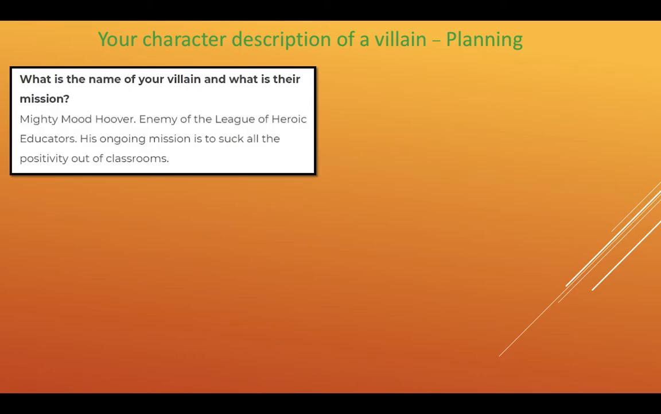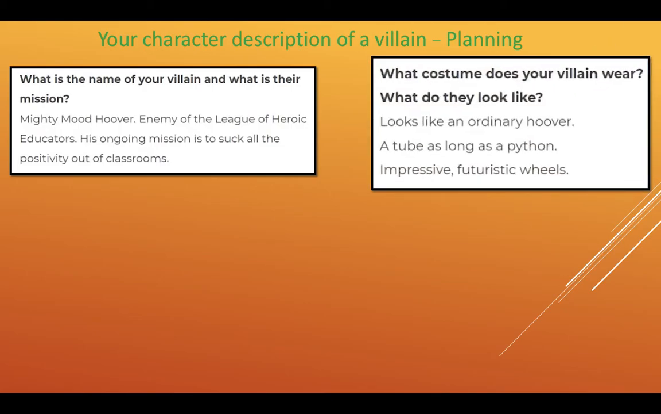So here's a planning sheet of what is the name of your villain and what is their mission. Well, the villain's name is Mighty Moody Hoover. He is the enemy of the League of Heroic Educators. His ongoing mission is to suck all the positivity out of classrooms. There you go. So there's a bit of this is a humorous approach to a villain.